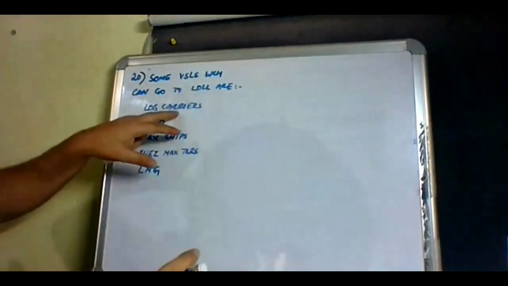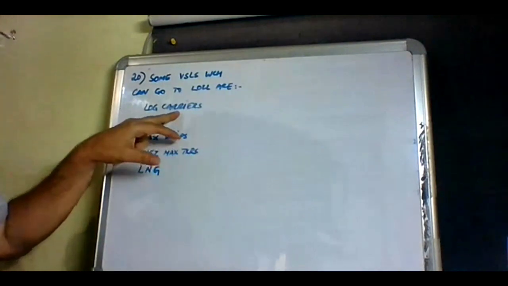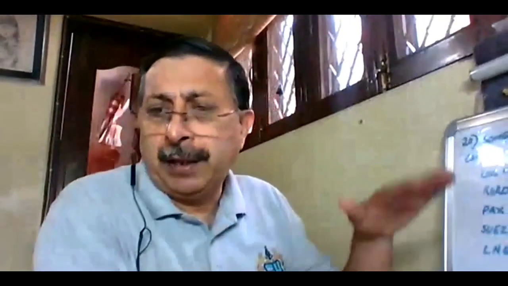Log carriers I've explained to you just now, because the logs are loaded on deck. So therefore, these logs absorb moisture and they gain weight. Because the weight is increased on the deck at sea, as a result, the KG increases and the GM goes down at sea. So that is one of the reasons why it happens.